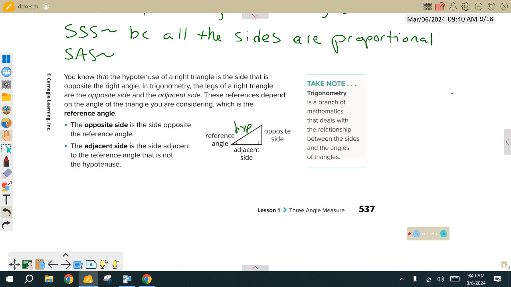So our reference angle is here. We have this new vocabulary word, we're going to call that the opposite side. And then the adjacent side is the other leg of that triangle.